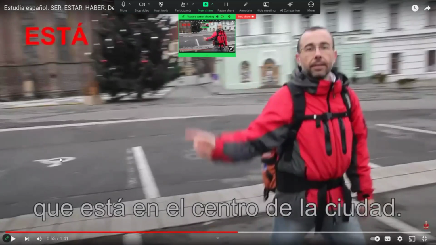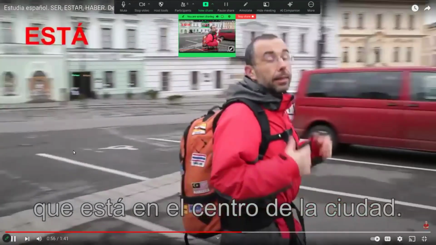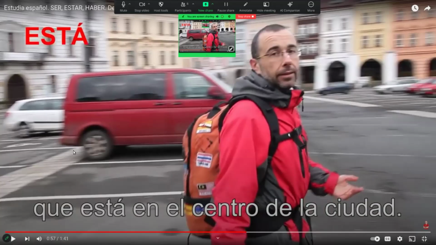Okay. Now we're going to talk about location. Location is not descriptions. Location uses estar. Está en la plaza, que está en el centro de la ciudad, which is in the center of the city. It's in the downtown area of the city. Está en el centro. And notice, está en. Clave, really important, key thing. Está en. En means in or on or at, but it talks about location. Yeah, that little en word. Está en la plaza, está en el centro. Location, location, estar. ¿Ok? Bien.